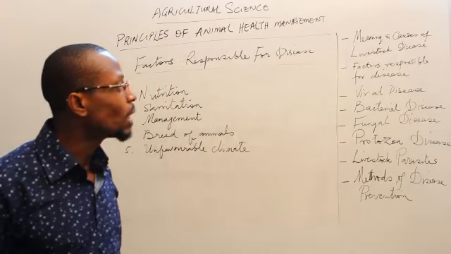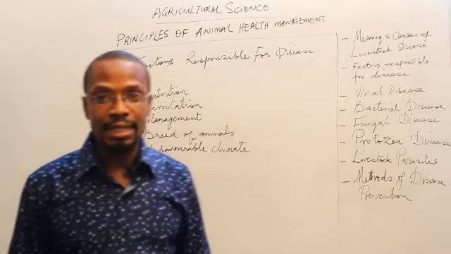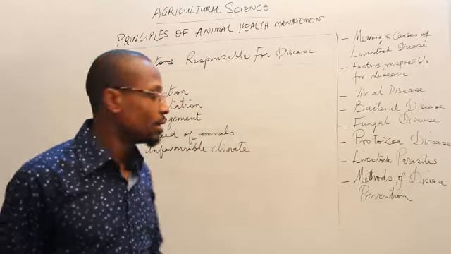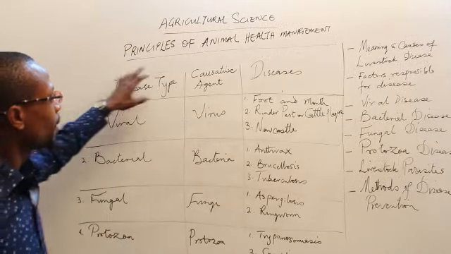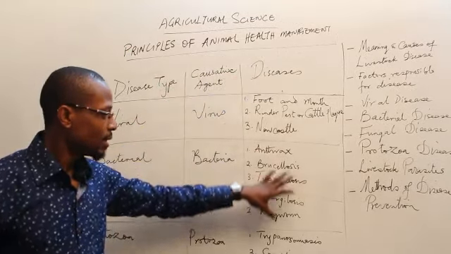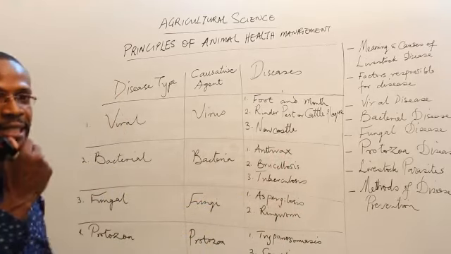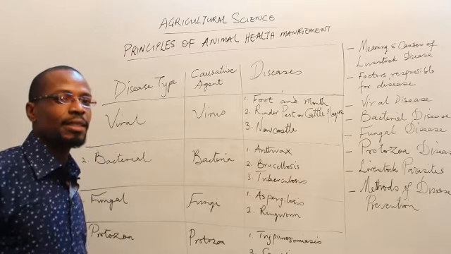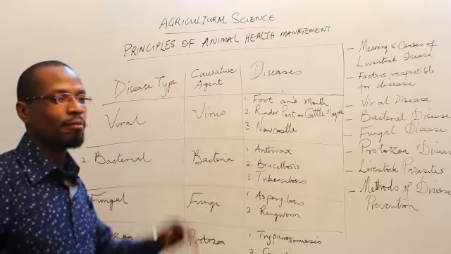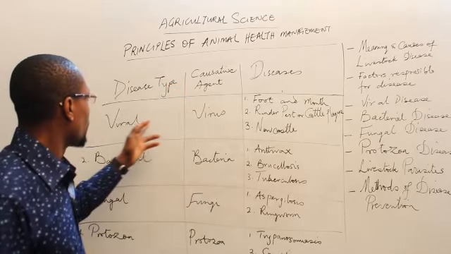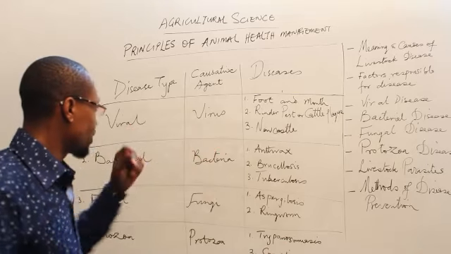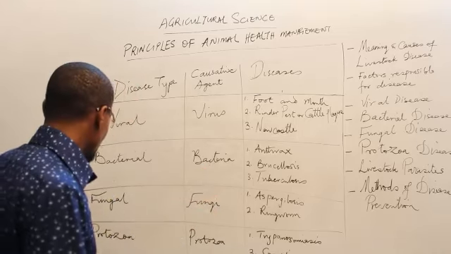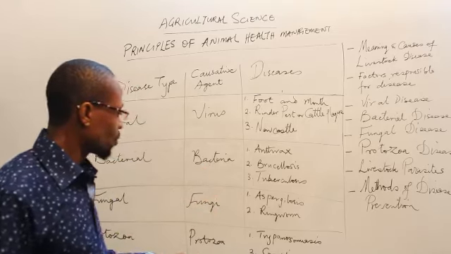Now we'll go on to look at the various diseases: the viral disease, the bacterial disease, the fungal diseases, and the protozoa diseases. This is disease type, causative agent, and the various list of diseases under each heading. We have viral disease. Of course, the viral diseases are caused by viruses. The bacterial disease is caused by bacteria. The fungal disease is caused by fungi, and the protozoa disease is caused by protozoa.